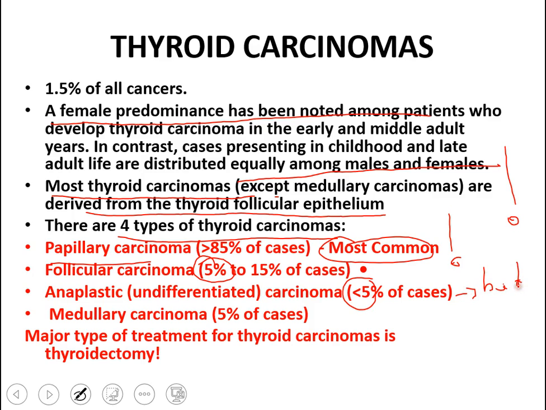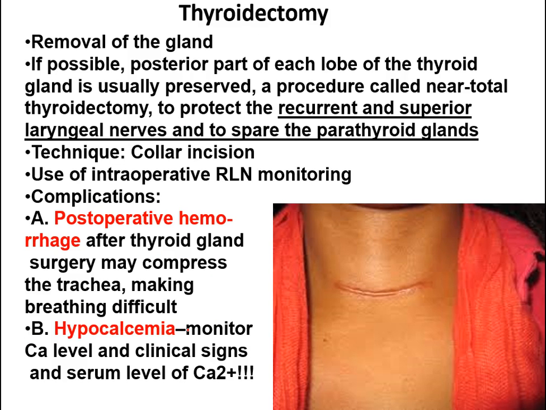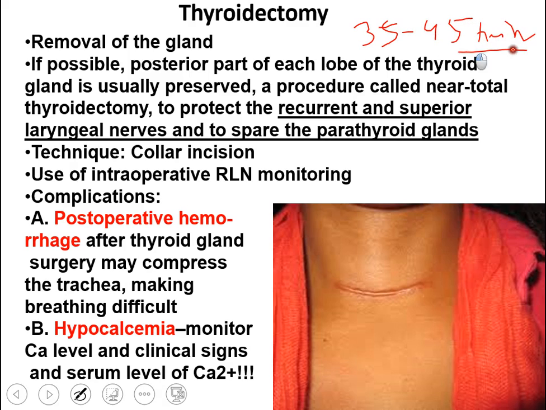Remember that the major type of treatment for thyroid carcinomas is thyroidectomy, and that's why you need to know thyroid gland anatomy very well in order to perform thyroidectomy surgery correctly. Let me talk about thyroidectomy. I was assisting in this type of surgery on several occasions. In most cases, the procedure is quite fast, and subtotal excision of the thyroid gland in uncomplicated cases can be completed within 30 to 45 minutes.